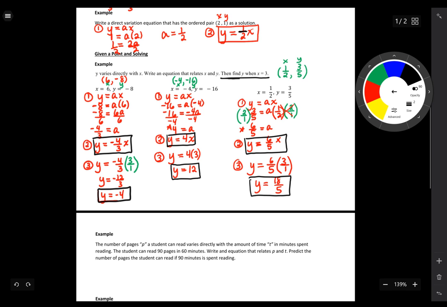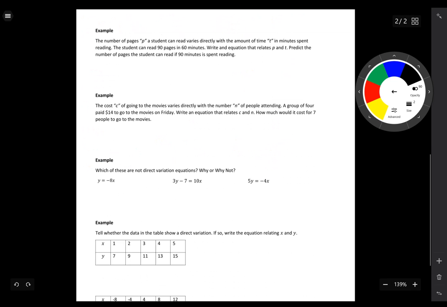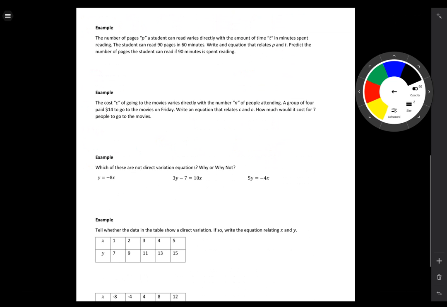And that's how you write a direct variation equation. So basically that whole front page, that's what we did. We wrote a direct variation equation. Okay, back page, we do some word problems with direct variation equations. So you don't have to just use y varies directly with x. You can do p varies directly with q, or s varies directly with t, and so on.